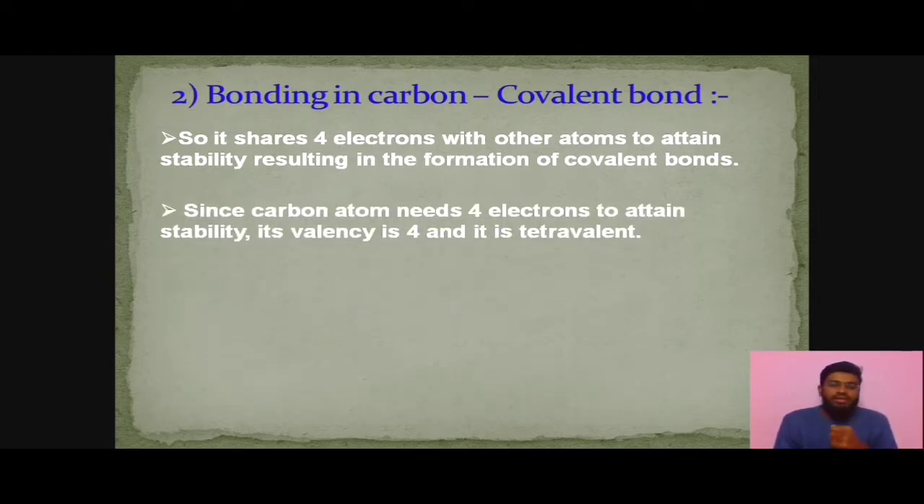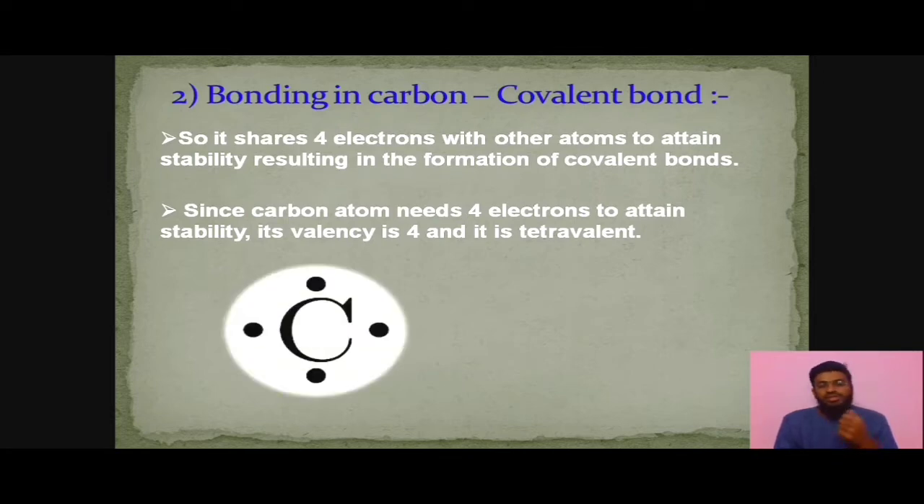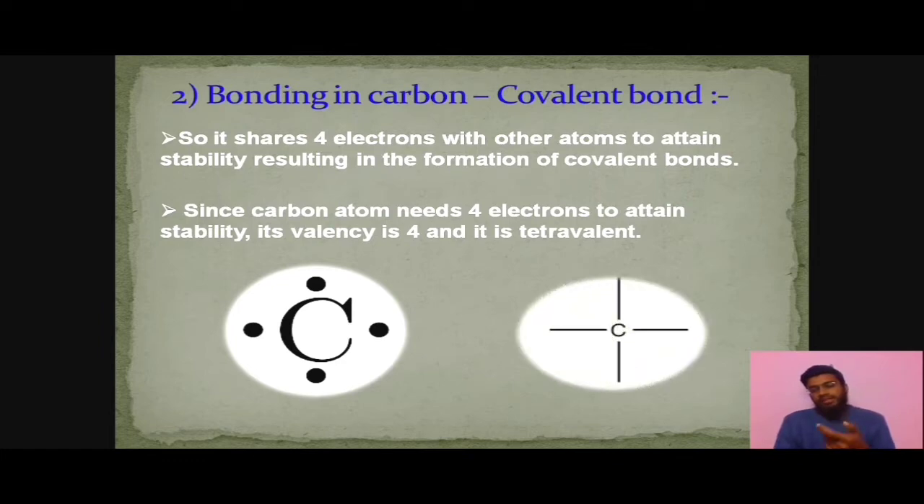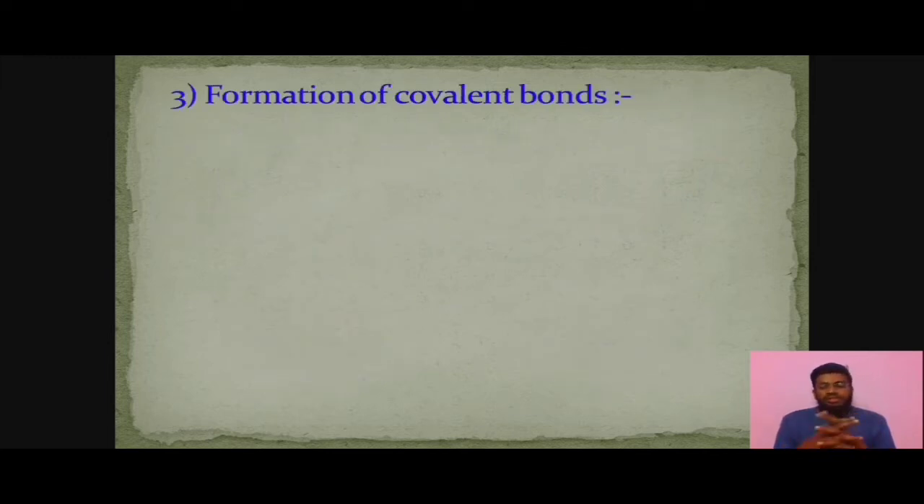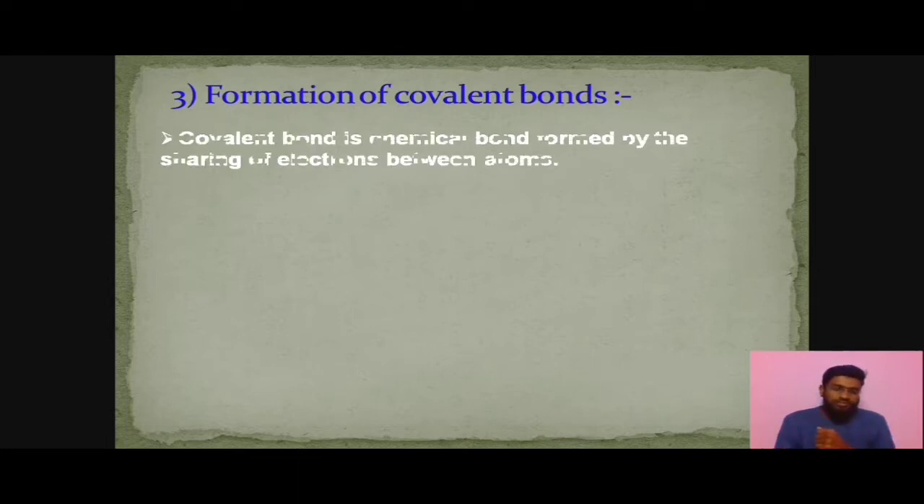Since the carbon atom needs 4 electrons to attain stability, its valence is 4. So it is tetravalent. Now you can see the Lewis dot structure of a carbon compound, and here carbon is forming 4 covalent bonds with the other atoms. Now let us take a look at the formation of covalent compounds by carbon atoms.